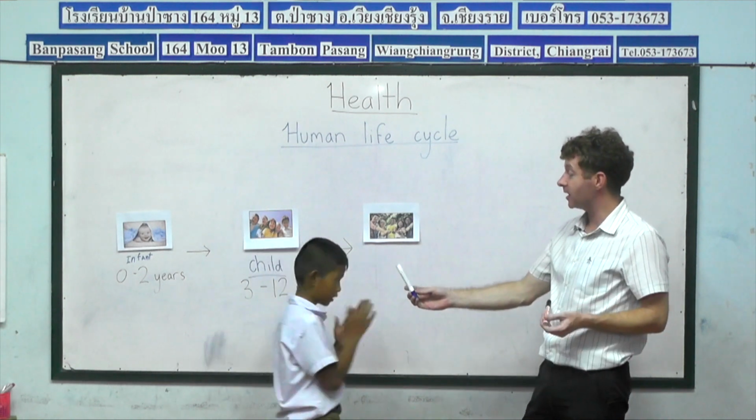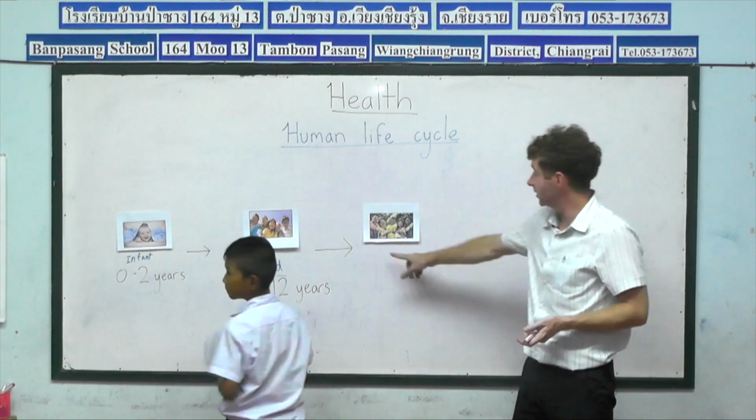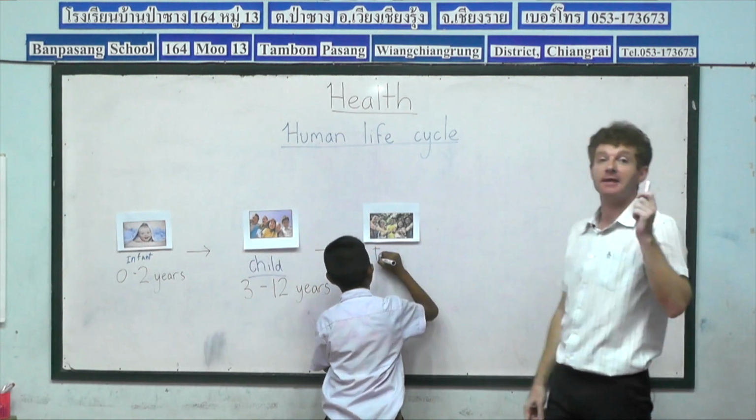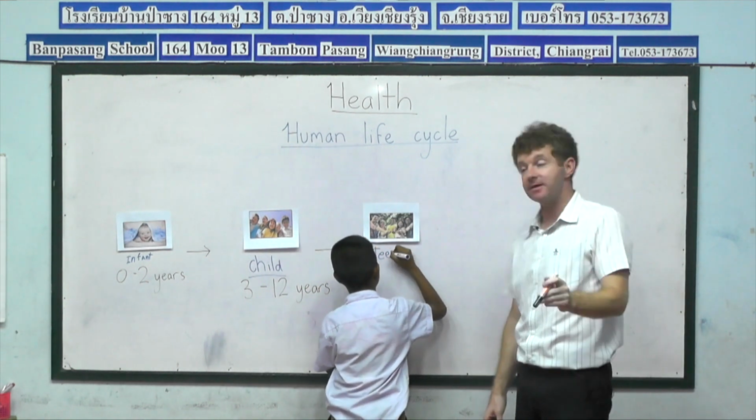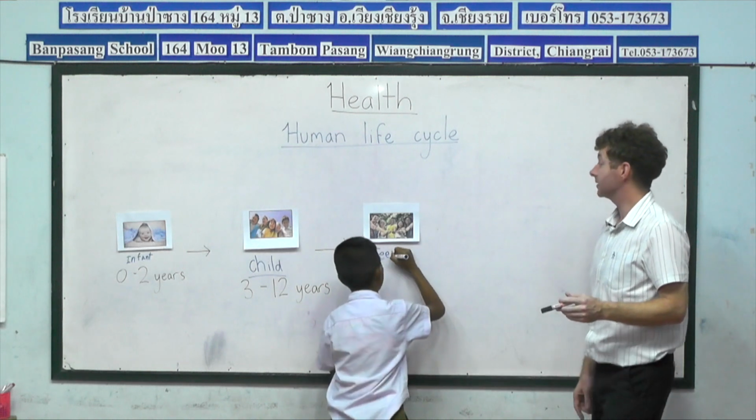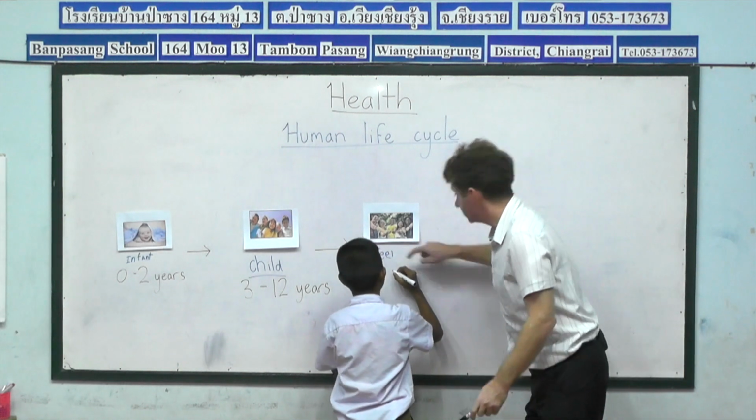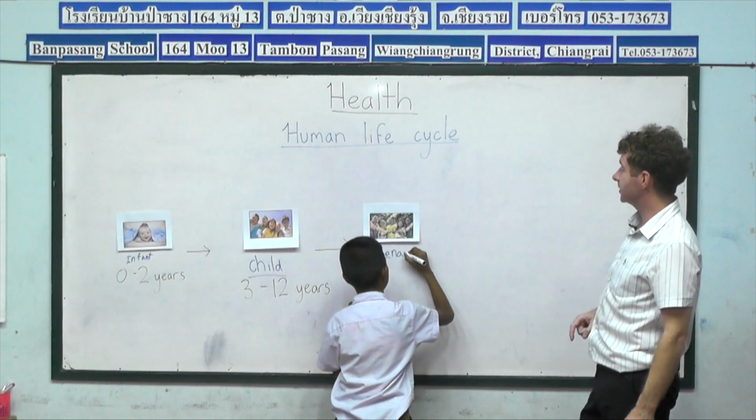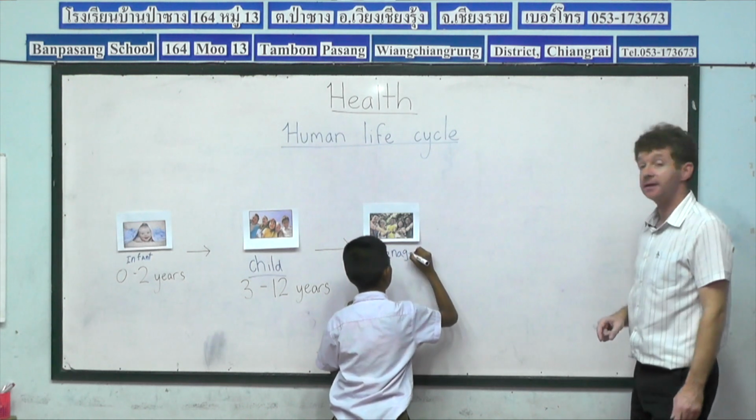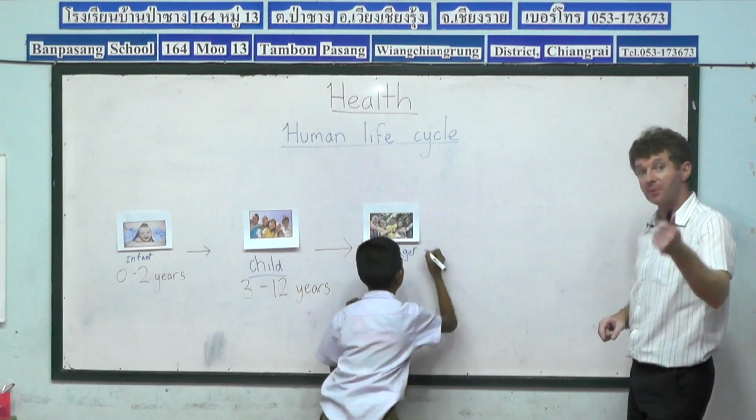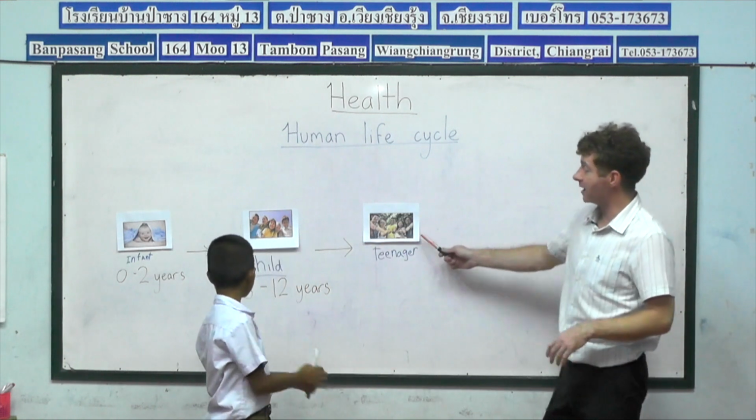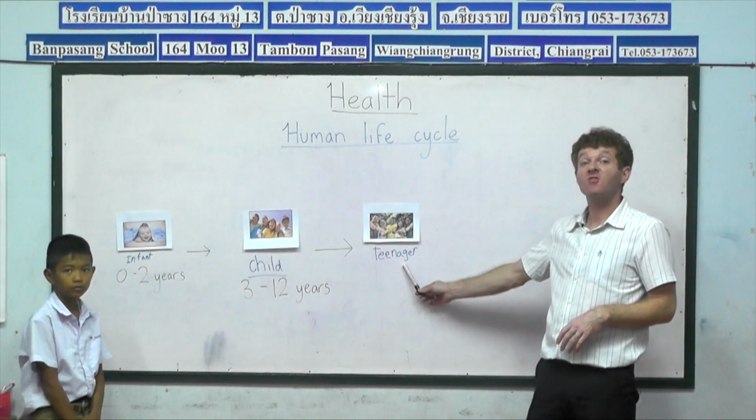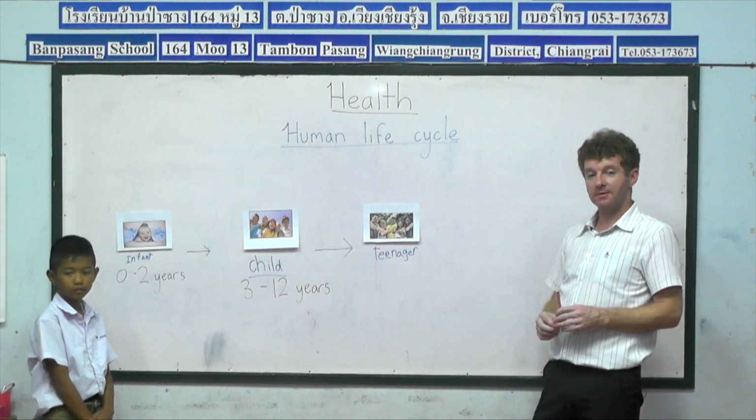So, Pat, it's over to you. Can you write the term teenager on the board? Just here. T-E-E-N, A-N, yes. A-G-E-R. Perfect. The stage of our life after we are a child, we are a teenager.